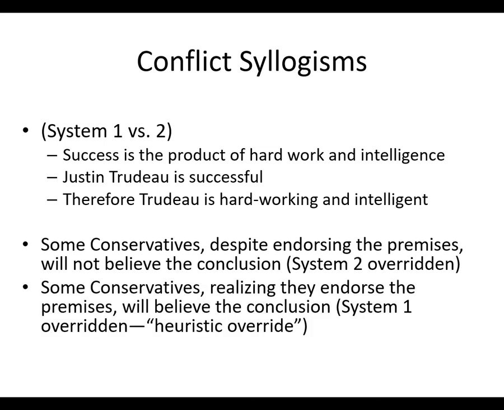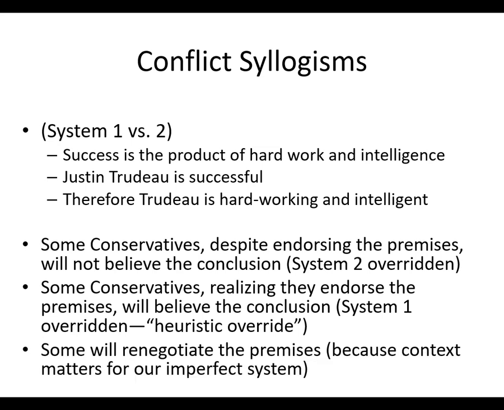This same person would have other options, though. You could realize that if you're endorsing the premises, you should believe the conclusion. So you do believe the conclusion. You say that the syllogism is valid. And therefore you would discover that you actually believe that Justin Trudeau is hardworking and intelligent. Here, your System 2 overrides your System 1, which is what Keith Stanovich called heuristic override. But of course there's a third option, which is negotiate, or play the diplomacy card.